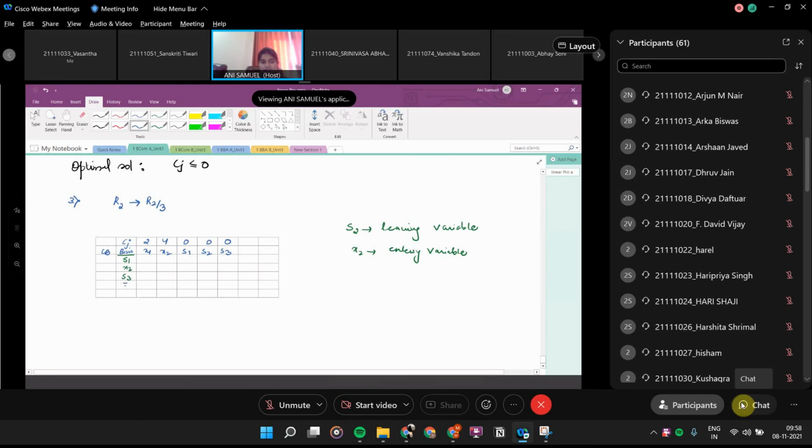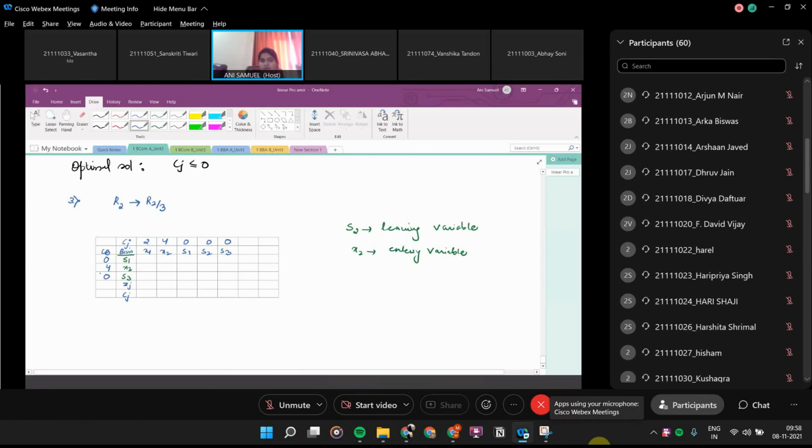Zj and Cj we have to find. Now this is the coefficient from the objective function. So the coefficient from the objective function for S1 is 0, for X2 it is now 4, and for S3 is 0. Correct? CB filling is fine.